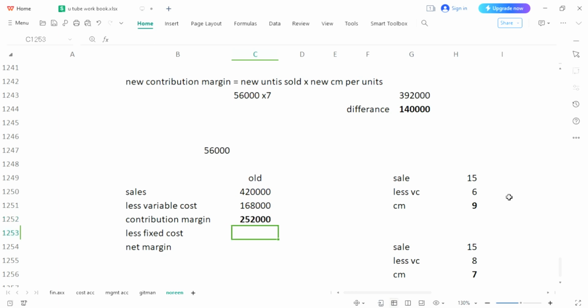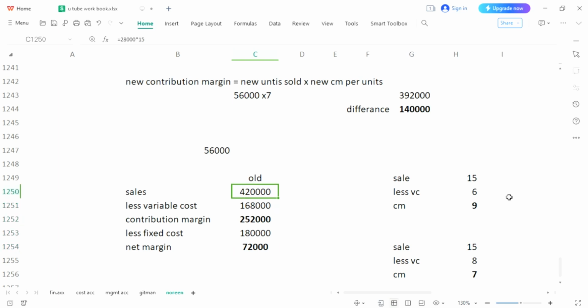Fixed cost will remain the same, 180,000, as it has been mentioned. And now net margin would be calculated by subtracting fixed cost from contribution margin. Contribution margin is 252,000 and your fixed cost is 180,000. In this way you have calculated your net margin as 72,000. Hopefully you people have understood.